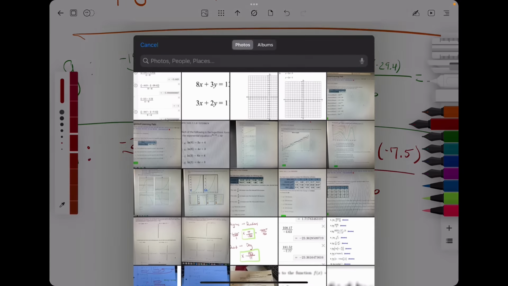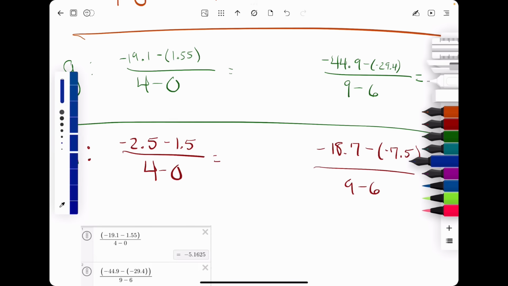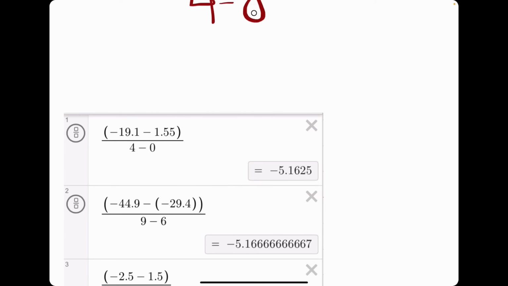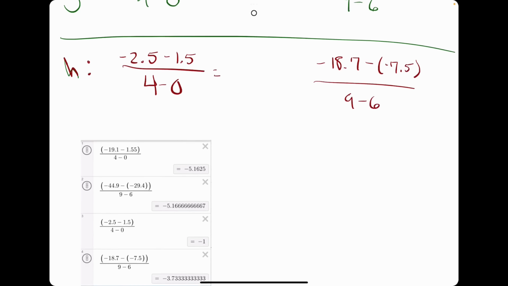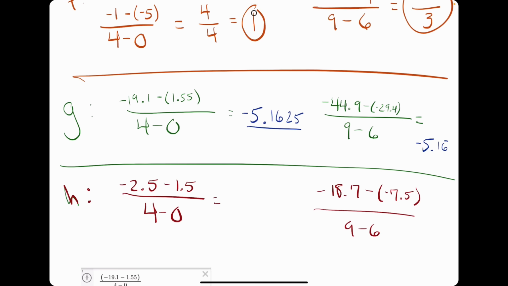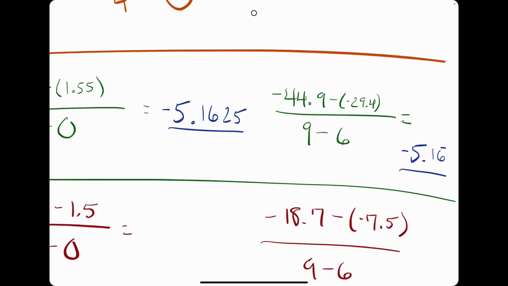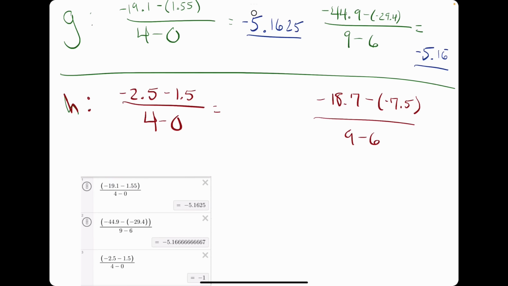So with the results from Desmos, let's go ahead and drag and place them in here and write down the results. So for function g, for the two slopes, we got -5.1625, and for the second slope, we got -5.16 repeating. So these two slopes, I would say, are close enough. As long as they're relatively close enough to say it's an equal slope, then that should be enough to say it's a constant rate of change for that function.